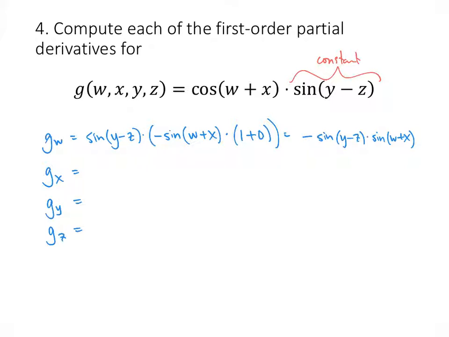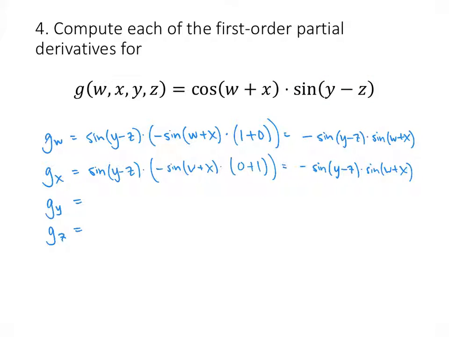Similarly, when we take the derivative with respect to x, again the sine of y minus z is a constant multiple. And again, the derivative of cosine of w plus x is going to be negative sine of w plus x times the derivative of w plus x, which this time is going to be 0 plus 1. But that actually gives us the same formula, coincidentally, for our partial derivative with respect to x.